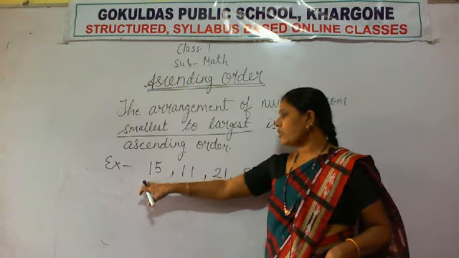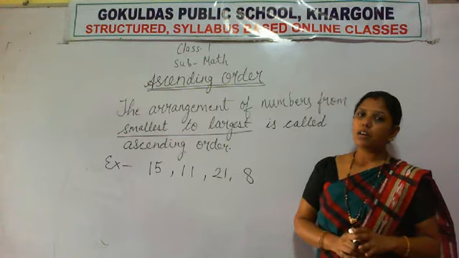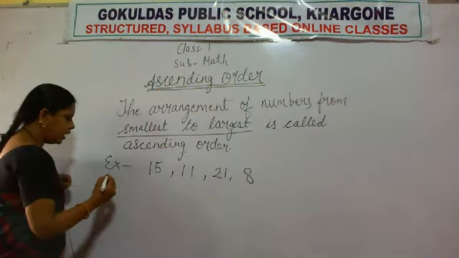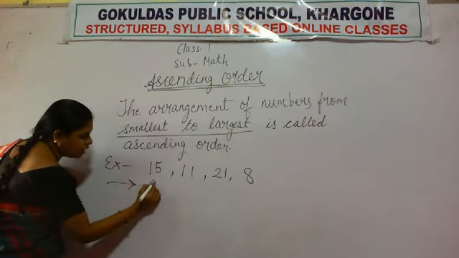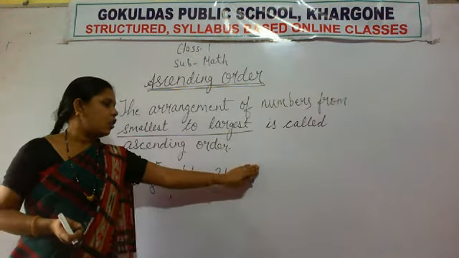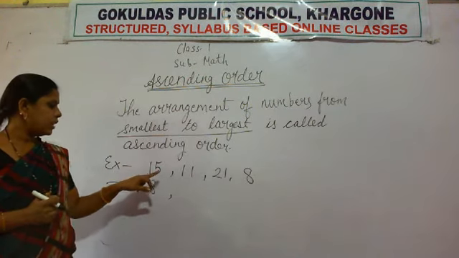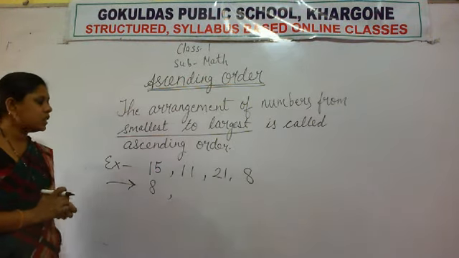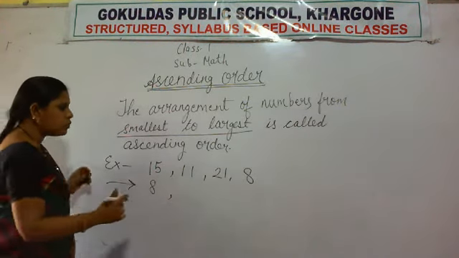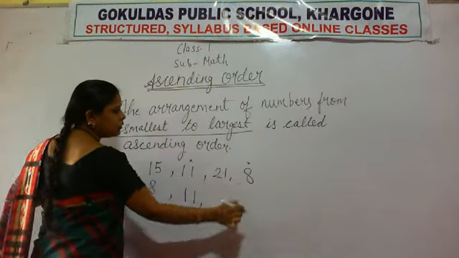Now find out which is the smallest number among these 4 numbers: 15, 11, 21 and 8. The smallest number is 8. So first we will write 8. So write here 8 and put a comma. Now how many numbers are left? 15, 11 and 21. Which is the smallest number among 15, 11 and 21? 11 is the smallest number. So now write 11.